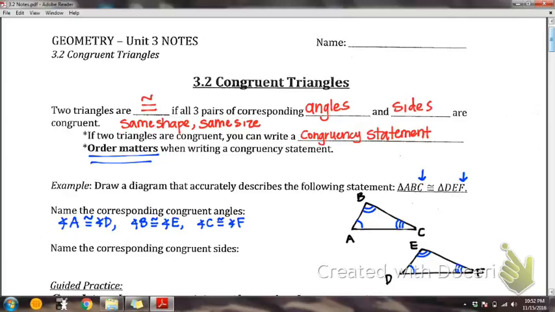So now if we're going to name corresponding congruent sides, again, I'm not even going to look at my diagram because, guys, often your diagram is going to look confusing. The triangles are not going to look like they're the same, and they're going to be flipped around, and it's going to be hard to determine that. So that's why I always like to use the congruency statement. So let's look at our congruency statement again. Now we're going to talk about sides. AB is the first side, so it's the first two letters, and DE are the first two letters over here. So that means side AB matches up with side DE. So let's write that. Segment AB is congruent to segment DE.